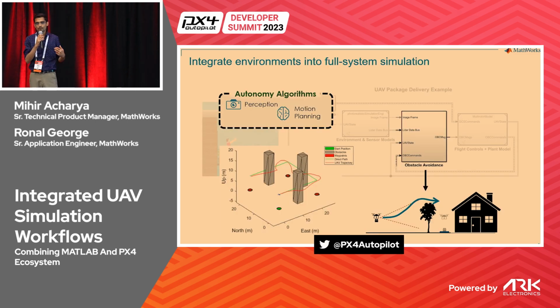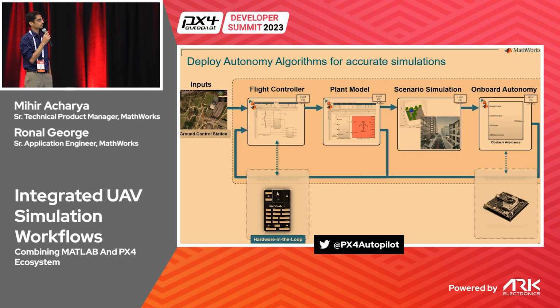Awesome. So now we have our plant model, our scenario simulation set up, and we want to test our autonomy algorithms next. So we saw a demo of obstacle avoidance. There are other algorithms like motion planning that you might also find helpful. And we have several different types of path planning algorithms like A-star or RRT that you can use directly out of the box for something like this. Next, we would like to see how we can deploy these algorithms on a compute board, something like Jetson. And we have a couple of demos here that Ronal will showcase next.